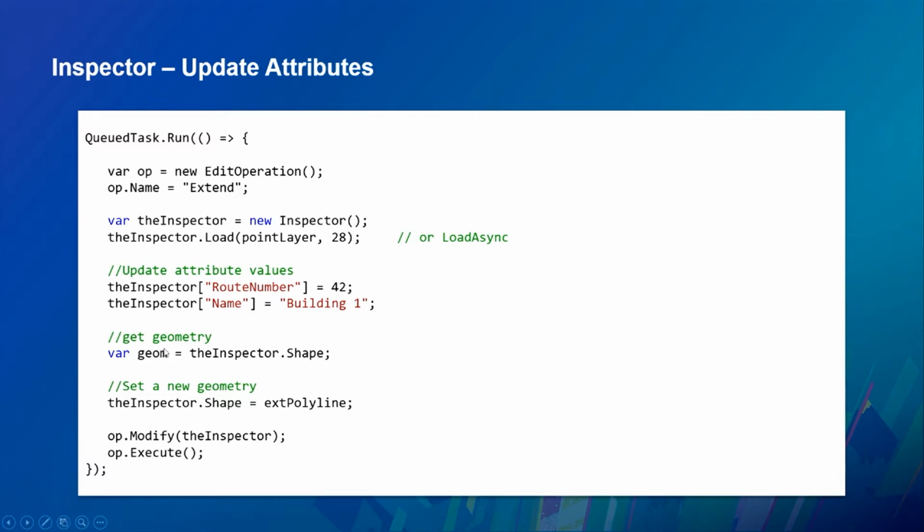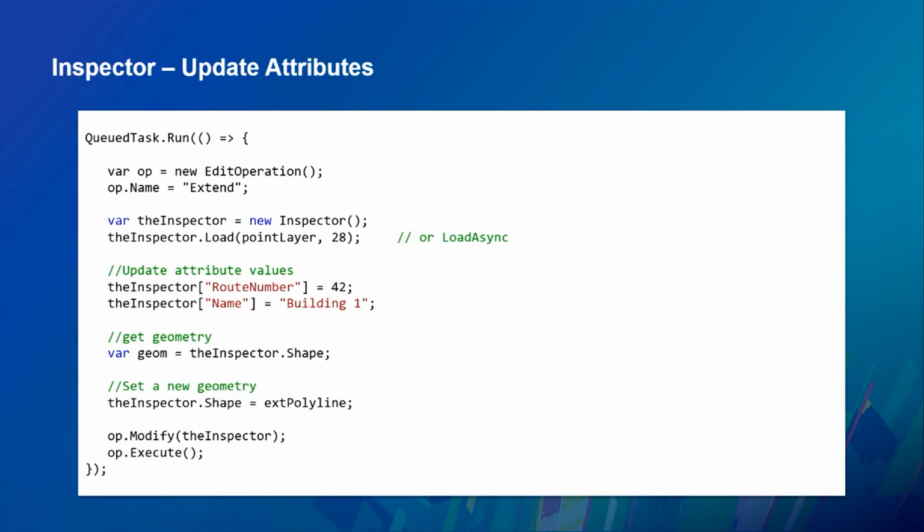If you want to get the geometry from that particular feature, just a variable geometry, inspector.shape, whatever the shape field happens to be, it works it out, just gets the geometry from it, manipulate the geometry, whatever you want to do to it. The reverse of that, setting the inspector shape to some other geometry which I've created. You then just set it as a variable there. And then lastly, you just say EditOperation.modify, send it the inspector, and then execute, and then it'll make all the changes that you've said.